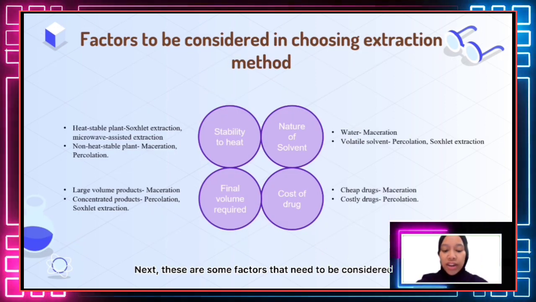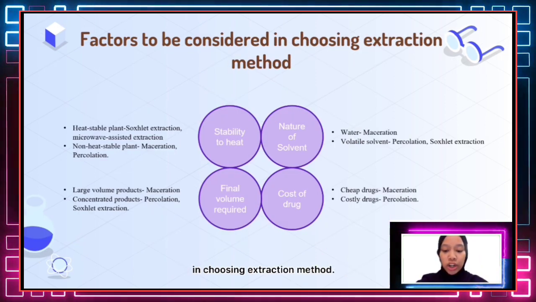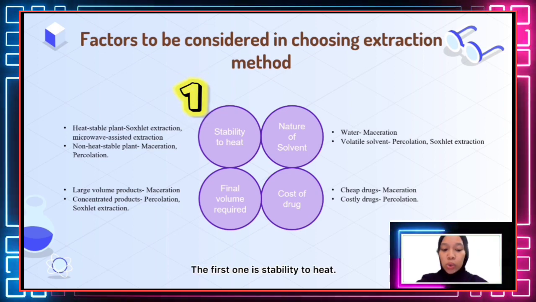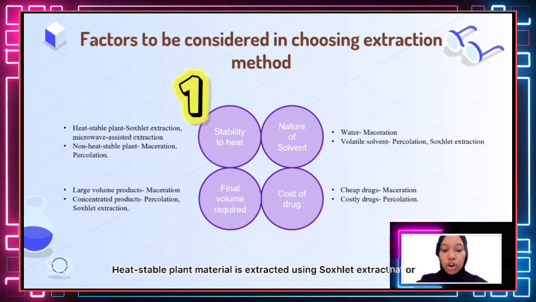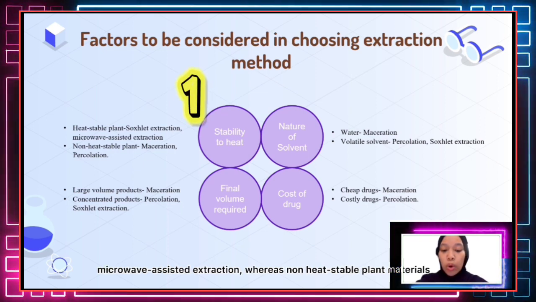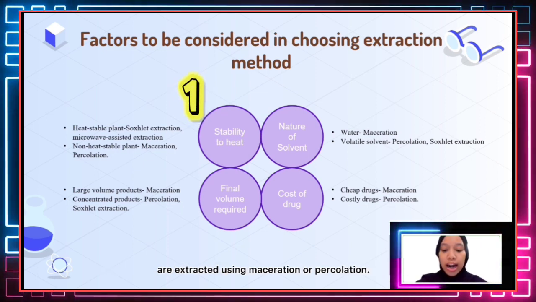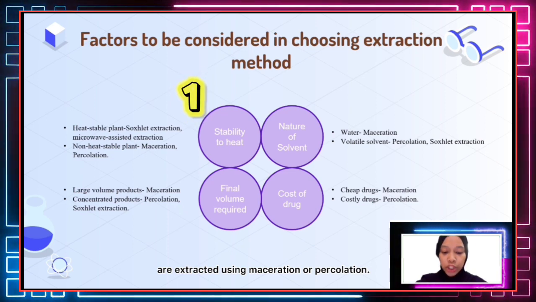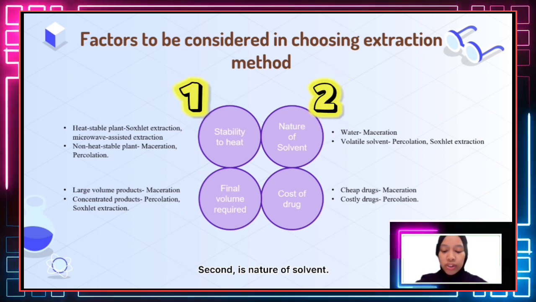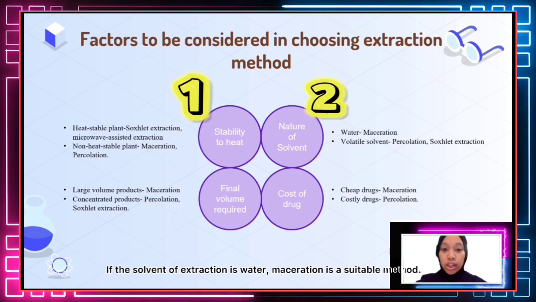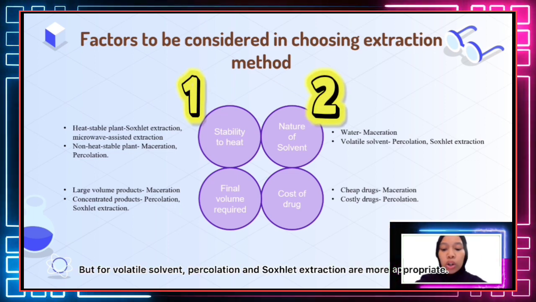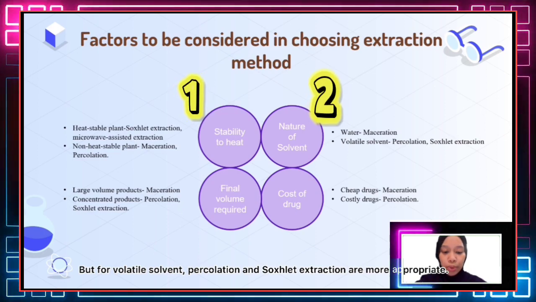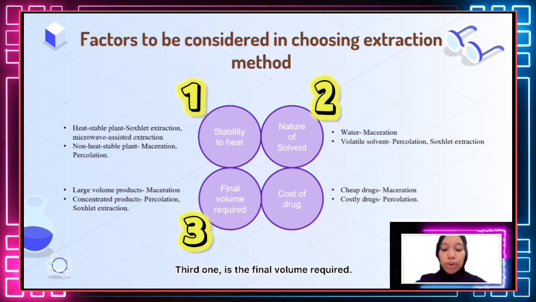Next, these are some factors that need to be considered in choosing an extraction method. First one is stability to heat. Heat-stable plant material is extracted using soxhlet extraction or microwave-assisted extraction, whereas non-heat-stable plant materials are extracted using maceration or percolation. Second is nature of solvent. If the solvent of extraction is water, maceration is a suitable method, but for volatile solvents, percolation and soxhlet extraction are more appropriate.